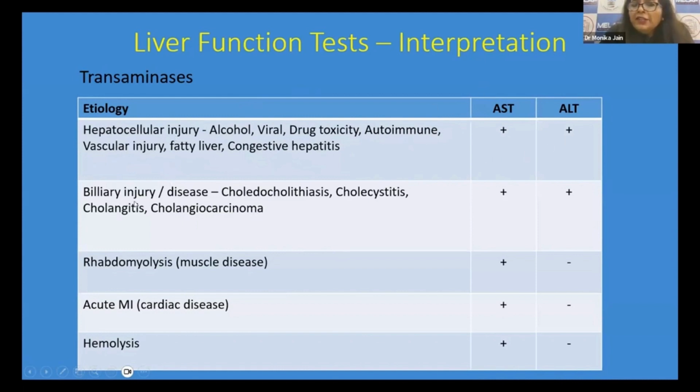Second comes biliary injury. This could be a bile duct problem, maybe due to stone or cholecystitis, cholangitis, or cholangiocarcinoma. Again, the levels of AST and ALT both rise. There are certain extrahepatic conditions like rhabdomyolysis, that is a muscle disease, acute myocardial infarction, and hemolysis. These are the causes in which we have AST rise, but ALT is normal.